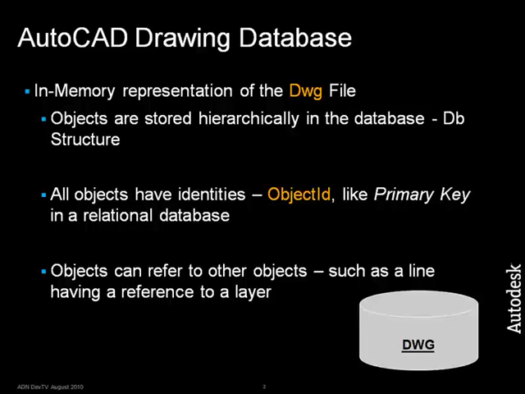When you save the drawing, the database is in the DWG file. When the drawing is opened, the database is placed in memory. All the objects in the database have an object ID that is unique in the AutoCAD session. This object ID is similar to a primary key in a relational database. Also, many objects refer to other objects and may require them to exist, such as a line needing the layer that the line is on to also be in the drawing database.